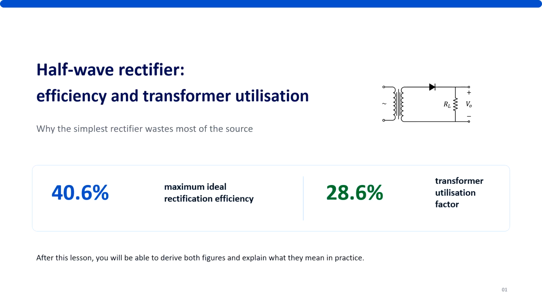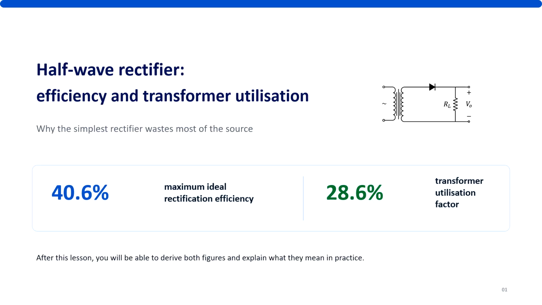Hello. A half-wave rectifier is often introduced as the simplest way to convert alternating current into direct current. But simplicity has a cost. In this lesson, we will quantify that cost in two ways.